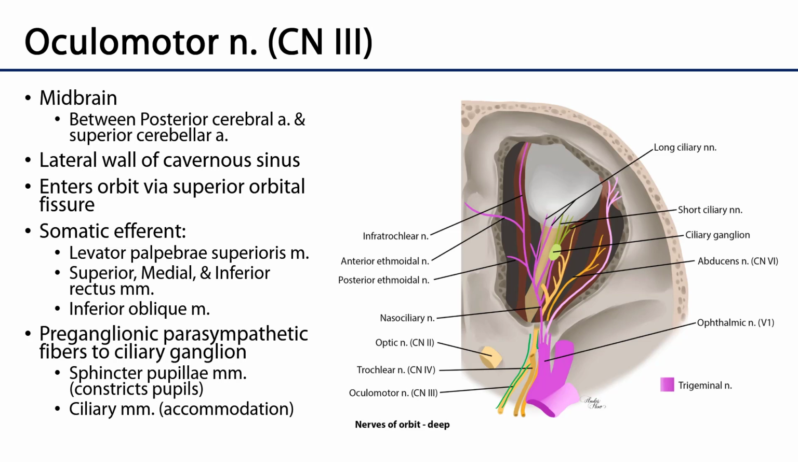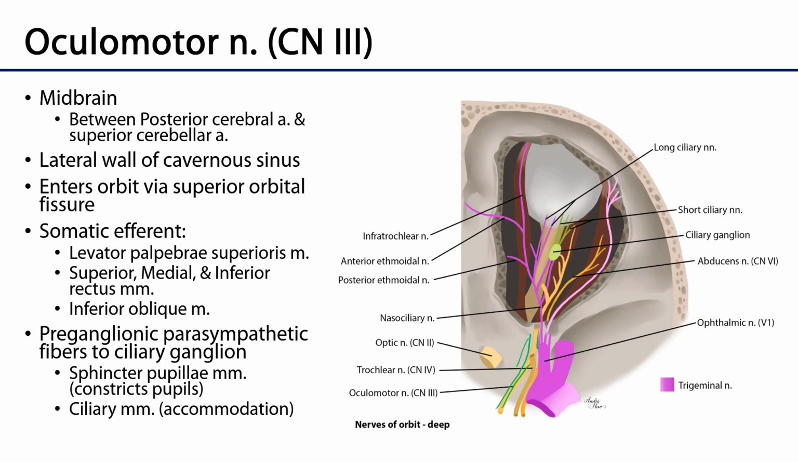The oculomotor nerve, from its origin, then continues through the lateral wall of the cavernous sinus, which would be approximately there, on its way toward the orbit, where it enters the orbit with many other nerves through the superior orbital fissure. The oculomotor nerve has two major nervous modalities.